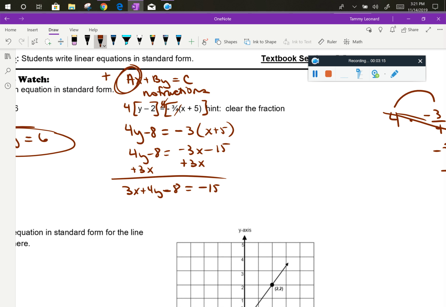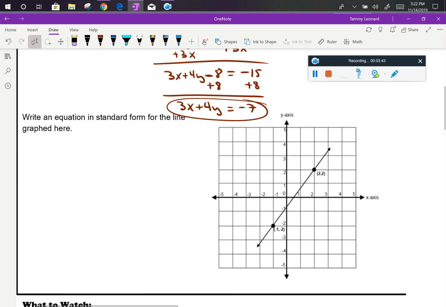Now, some of you will get pretty comfortable with doing this next step along with the previous step, but for now, I'm letting it be its own step. Notice I need all the constants to be on the right, so I've got to add that 8 to each side, which gives me 3x plus 4y equals negative 7. I now have everything as an integer, so no fractions or decimals. Everything's in the right order, and the a value is positive, so that's the problem in standard form.